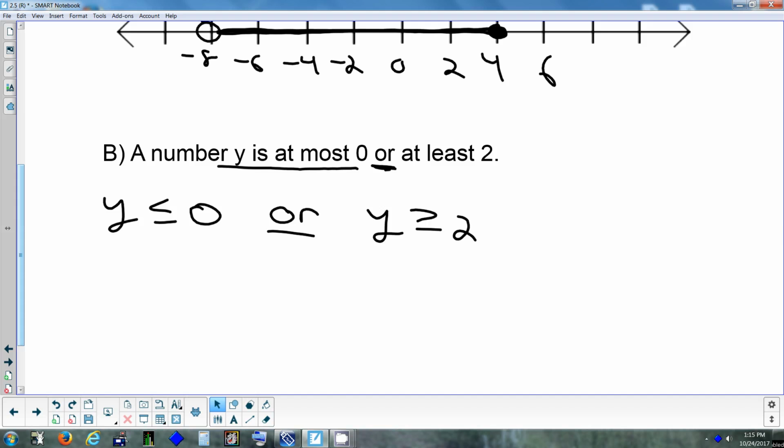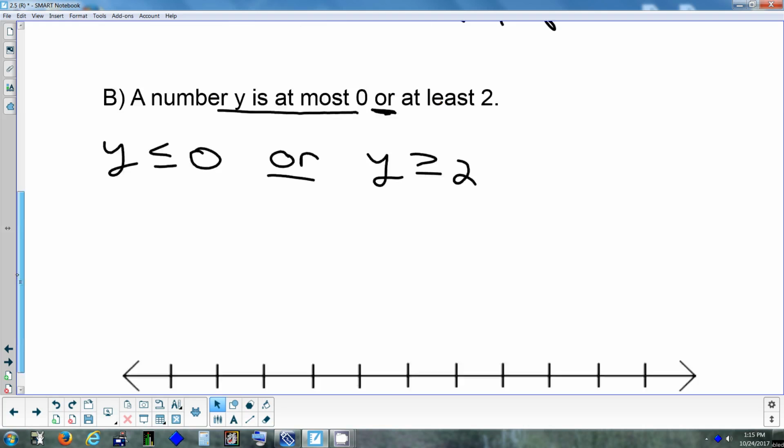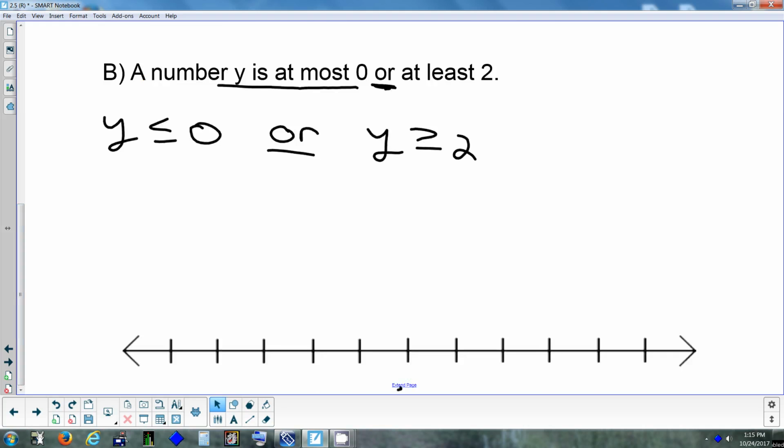Is this the kind of inequality you can shorten? No. Why not? What word is there that tells you you can't shorten it? Or. There is no way to shorten an or. Okay? You can shorten an and, but you can't shorten an or. And now, yep, they want us to graph it.